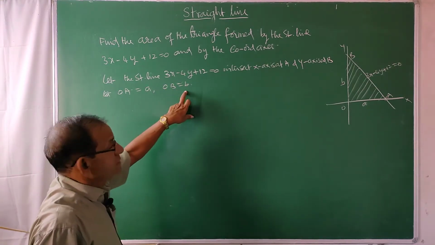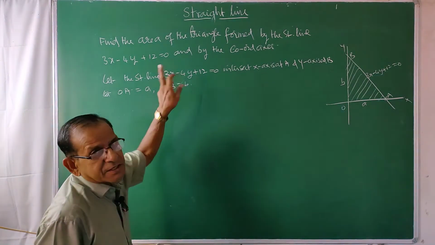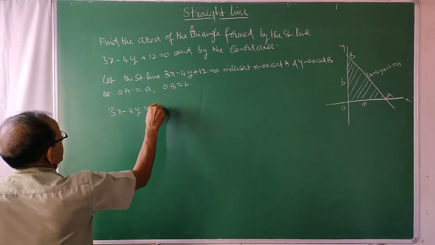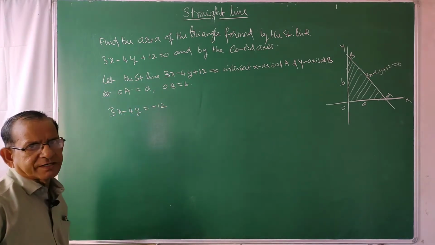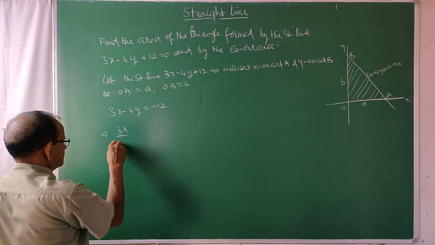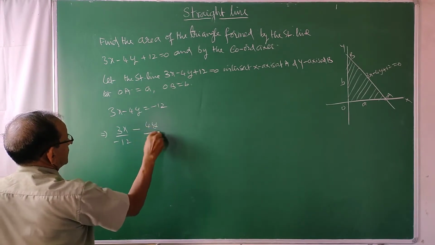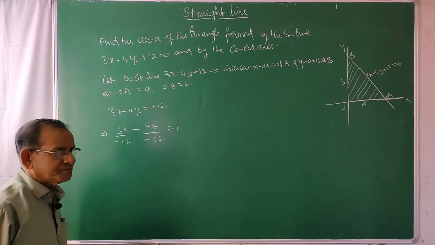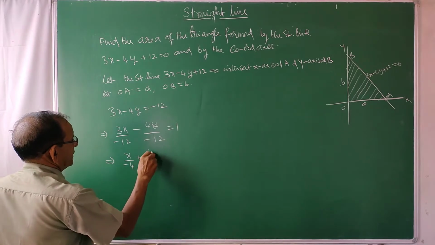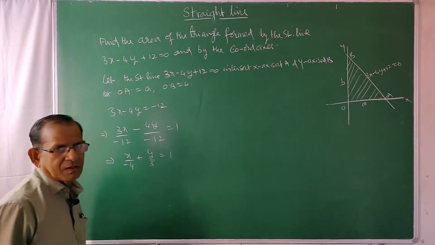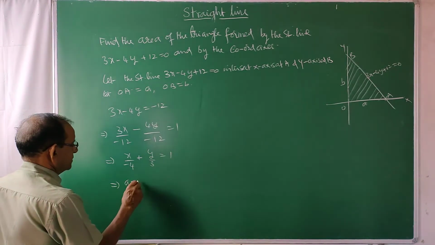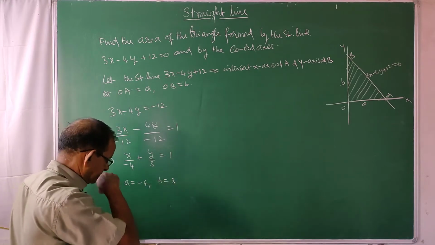So to get the values of a and b, we have to convert this equation into intercept form. So 3x minus 4y is equal to minus 12. First of all, bring plus 12 to the right side. Divide both sides by minus 12. That implies 3x by minus 12 minus 4y by minus 12 is equal to 1. Cancel 3, x by minus 4 plus y by 3 is equal to 1. Now it is in the form of x by a plus y by b is equal to 1. That implies a is equal to minus 4, b is equal to 3.